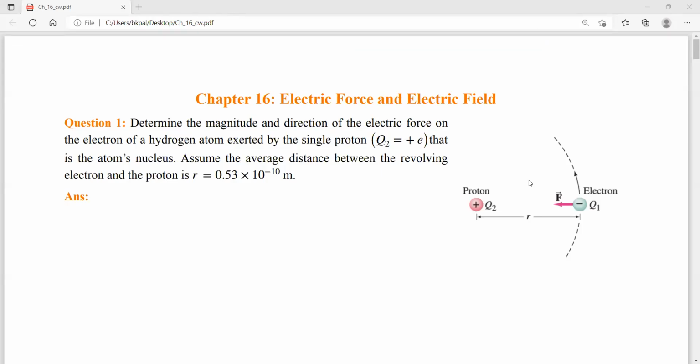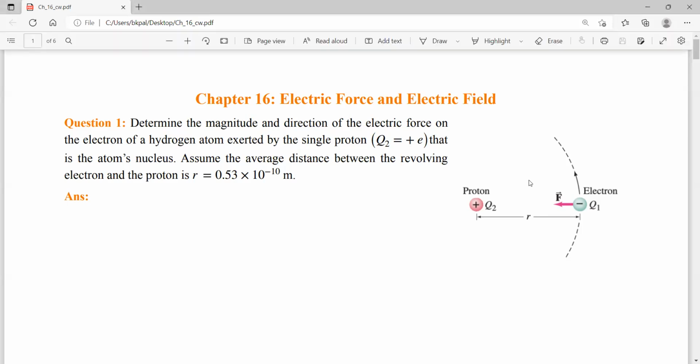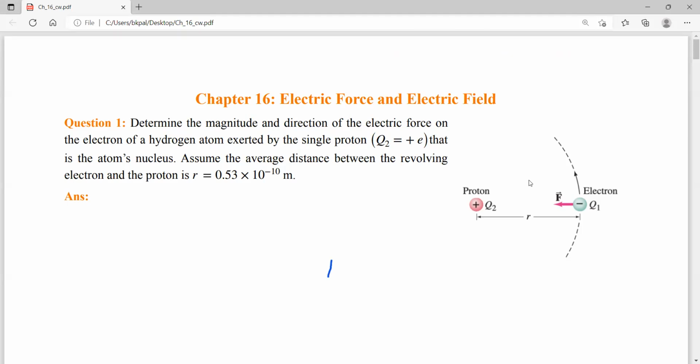All right, so let's start. So in this lecture and in the next lecture, I'm going to solve some of the classwork problems for chapter 16. All right, so let's start with the first one.